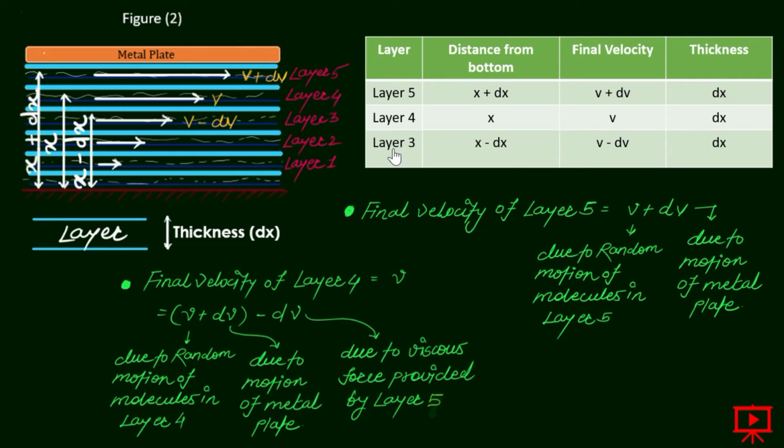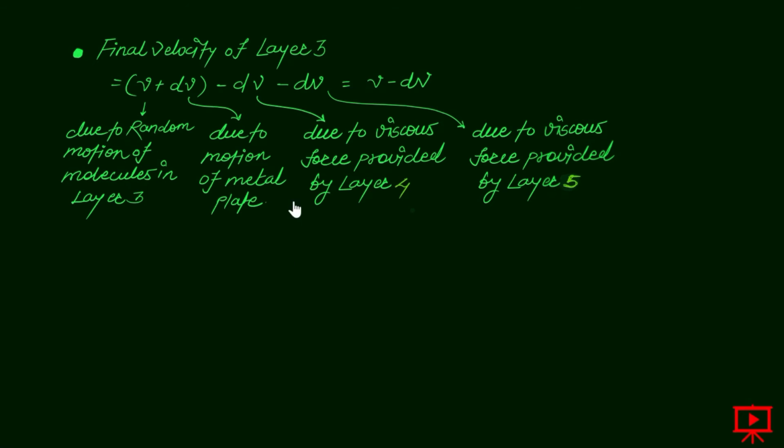The same way we can find the velocity of layer 3, which is given here as v minus dv. So let's find that velocity here: layer 3 has a final velocity v minus dv, that is because of v plus dv, which is the initial velocity, in which this v is due to the random motion of molecules in layer 3. This dv is due to the motion of the metal plate.